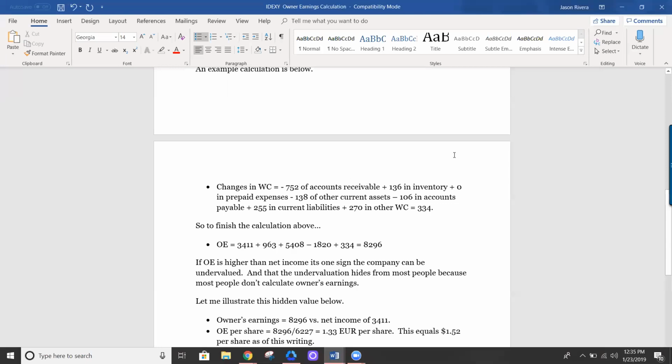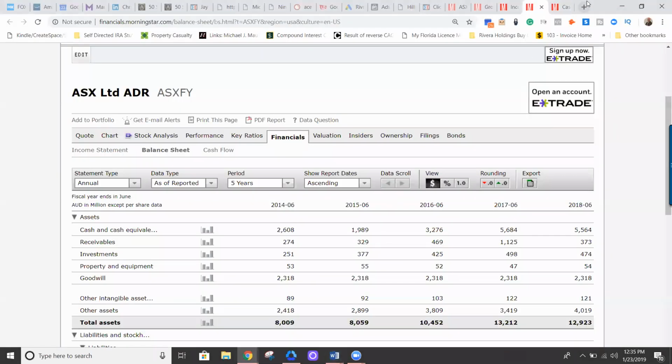Say plus or minus changes in inventory. This company has no inventory, correct?